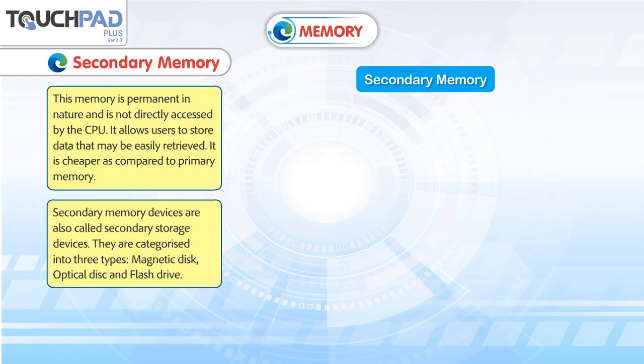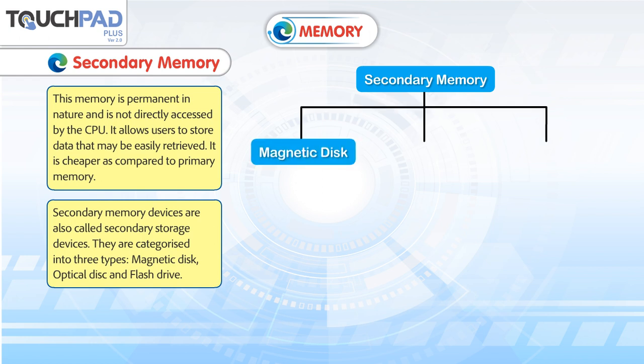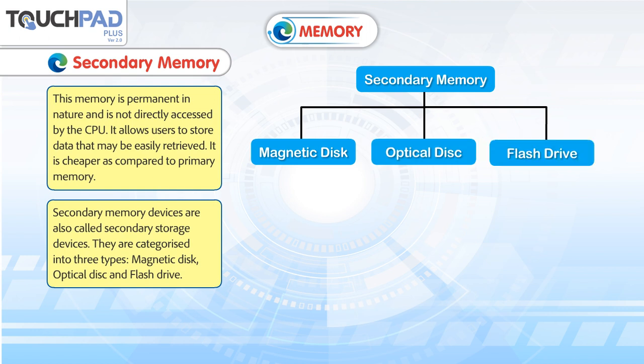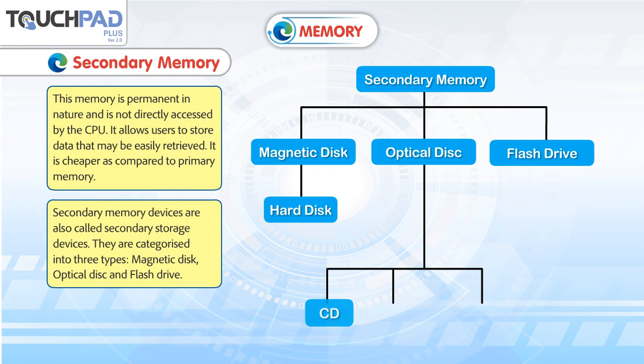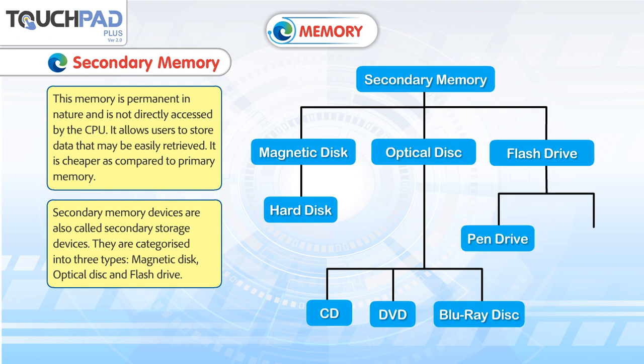Secondary memory is further divided into magnetic disk, optical disk, flash drive. Example of magnetic disk is hard disk. Examples of optical disk are CD, DVD, Blu-ray disc. Examples of flash drive are pen drive, memory card.